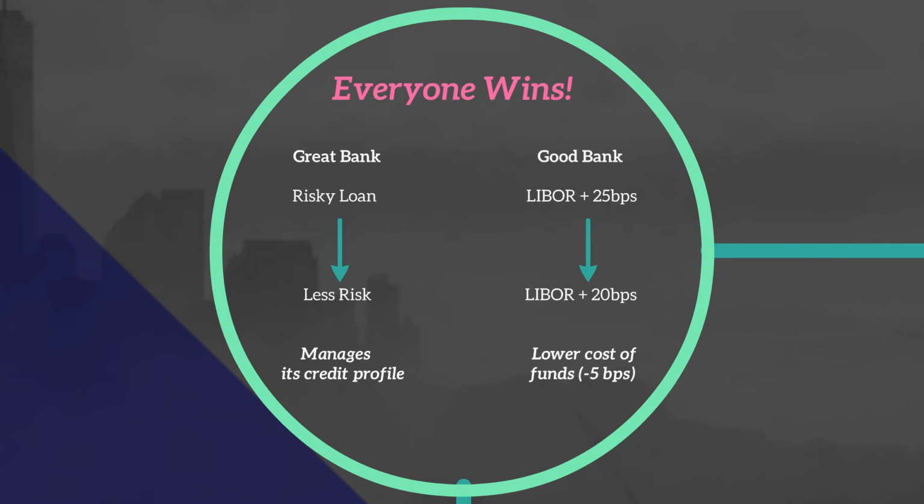In this case, everyone wins. Great Bank gets to manage its credit profile for its portfolio the way that it wants, either selling risk or buying risk through the swap. And Good Bank gets exposure to a loan that it might not have had access to on its own, and at the same time simulates as if it had a lower cost of funds than it actually does, thereby getting the funding cost arbitrage.